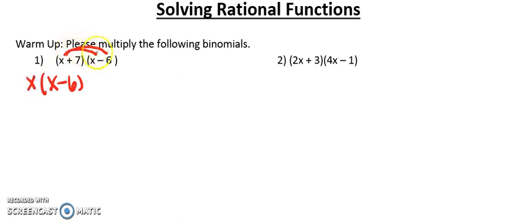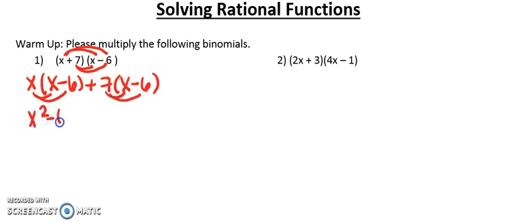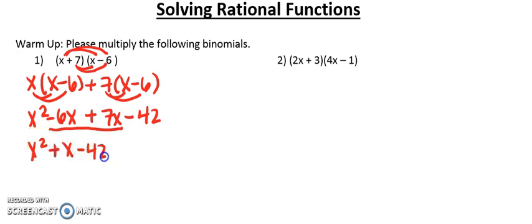Those of you that use this little thing, I'm just writing out what you're actually going to do because I find people make fewer mistakes if they write it out. And then we've got 7 that's going to multiply times everything. So we're going to take that 7 and multiply it times everything. So let's go ahead and do that here. Boom, boom. So we have x squared minus 6x plus 7x minus 42. And then these two here are like terms, so x squared plus x minus 42.